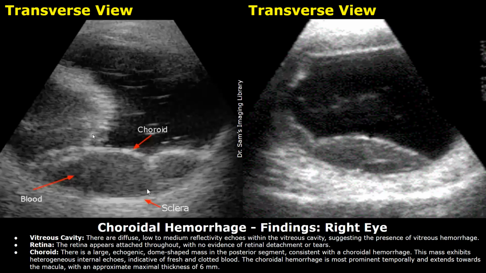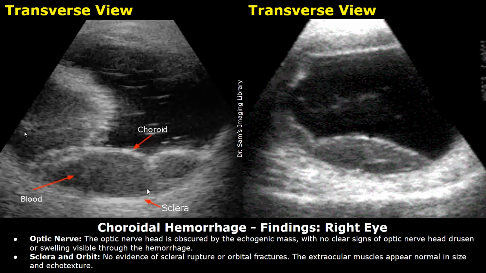The mass exhibits heterogeneous internal echoes indicative of fresh and clotted blood. The hemorrhage is most prominent temporally and extends towards the macula with an approximate maximal thickness of 6 mm. The optic nerve head is obscured by the echogenic mass with no clear signs of optic nerve head drusen or swelling visible through the hemorrhage. There is no evidence of scleral rupture or orbital fractures. The extraocular muscles appear normal in size and echo texture.